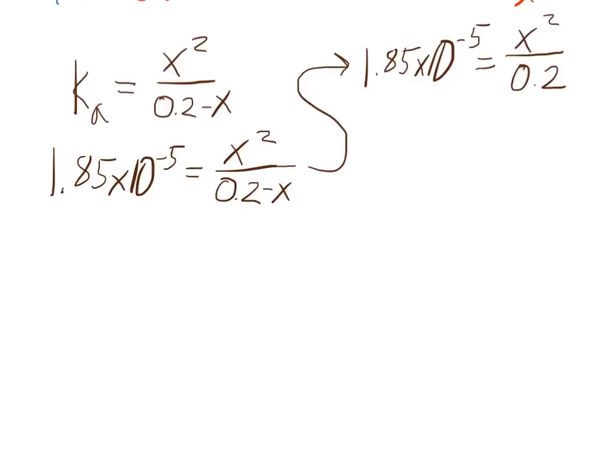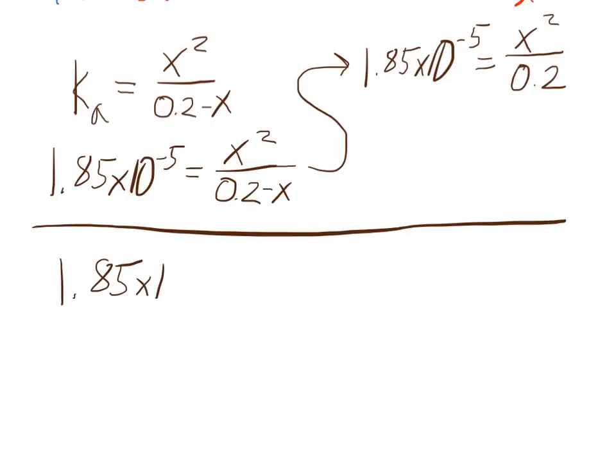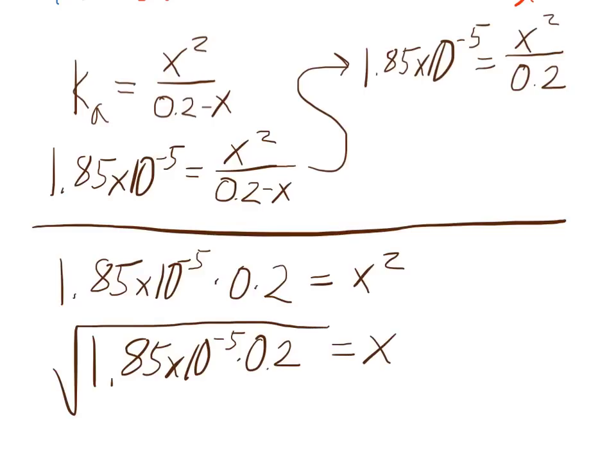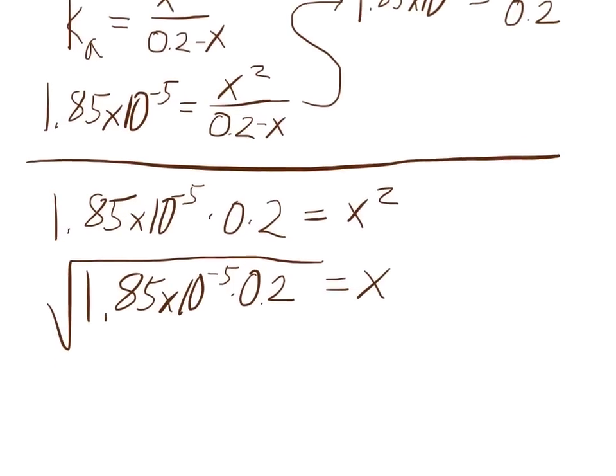Alright, so we just got to rearrange this to solve for x. I don't know if you want an algebra lesson, but 1.85 times 10 to the negative fifth times 0.2 equals x squared. So that means the square root of 1.85 times 10 to the negative fifth times 0.2 equals x. Okay, we throw that in your calculator. I can't do that in my head right now.